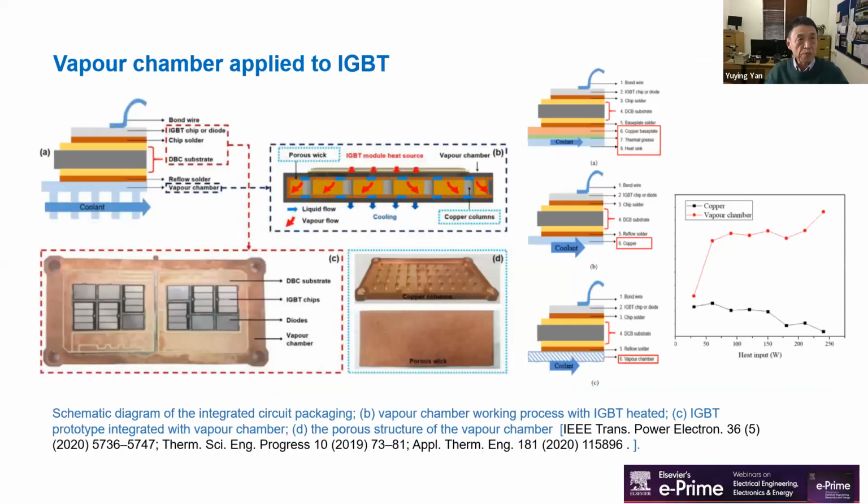So this is an example of a vapor chamber applied to integrated circuit packaging. In the IGBT structure, traditional indirect cooling with a copper-based IGBT model is compared with indirect cooling attached with a vapor chamber-based plate. The heat transfer coefficient versus heat input is compared for the vapor chamber-based plate heat sink and the copper-based plate heat sink. The result shows that the heat transfer coefficient for the vapor chamber base plate heat sink is much higher than that of the copper base plate heat sink, especially for high heat flux.